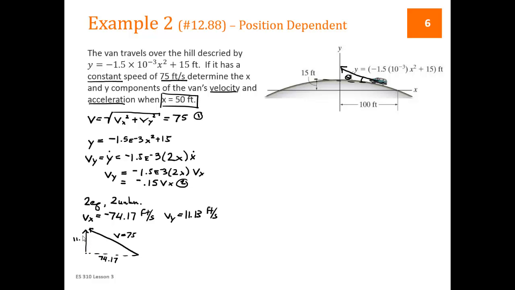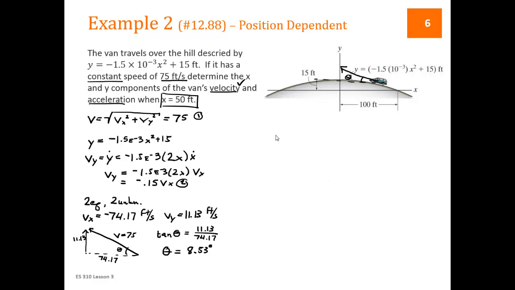So to find the angle, this is theta, we get theta arctangent, right? Opposite over adjacent is the tangent. So the tangent of theta is opposite, 11.13, over adjacent, 74.17. So theta is equal to 8.53 degrees. All right. So we've figured out the first part of this. We found the velocities. Now we need to figure out the accelerations.